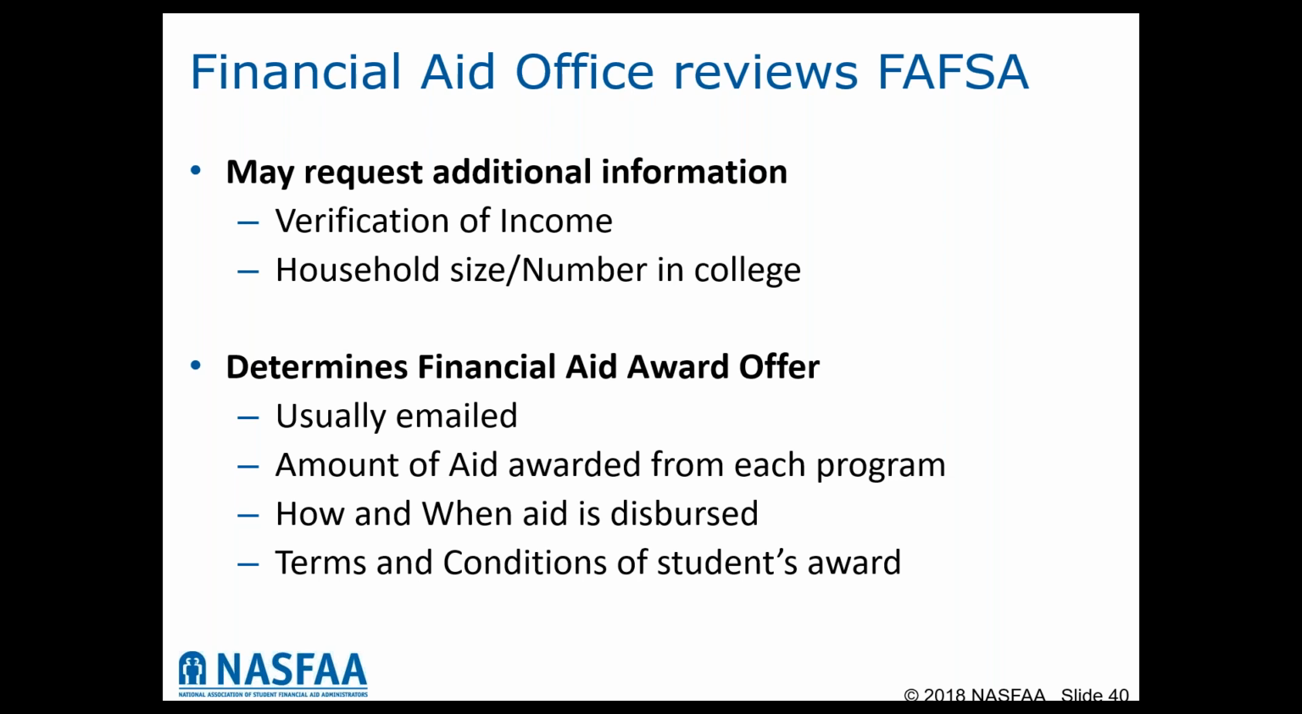So as I mentioned earlier, if you've been selected for verification and we need verification of income and you successfully completed the IRS data retrieval, we will not come back and ask you for verification of income. That's already completed. What we may come out and ask you for is verification of household size and number in college. So on the FAFSA, you provided just numbers. So the verification document would ask you to list the family members by name and relationship to students so that we make sure that the number is the correct number that should be listed.